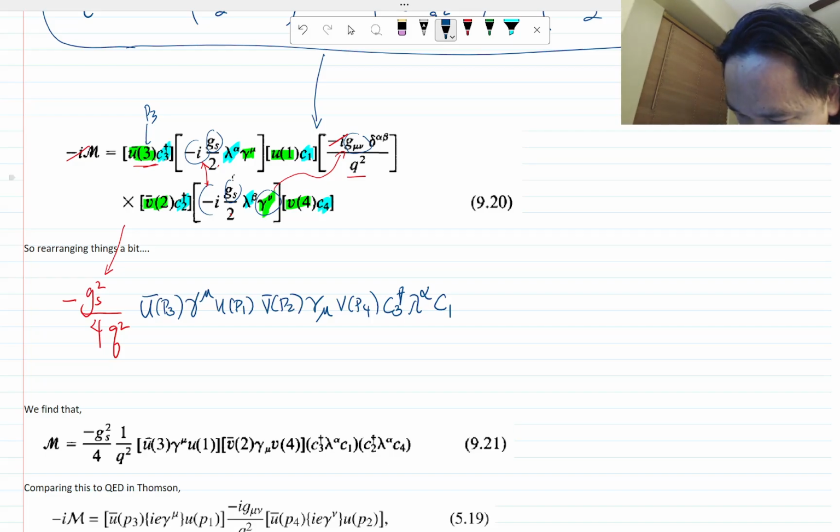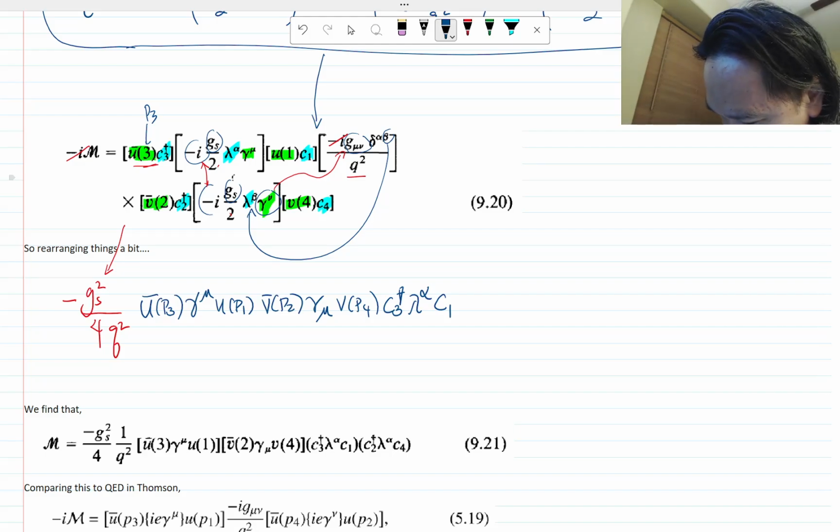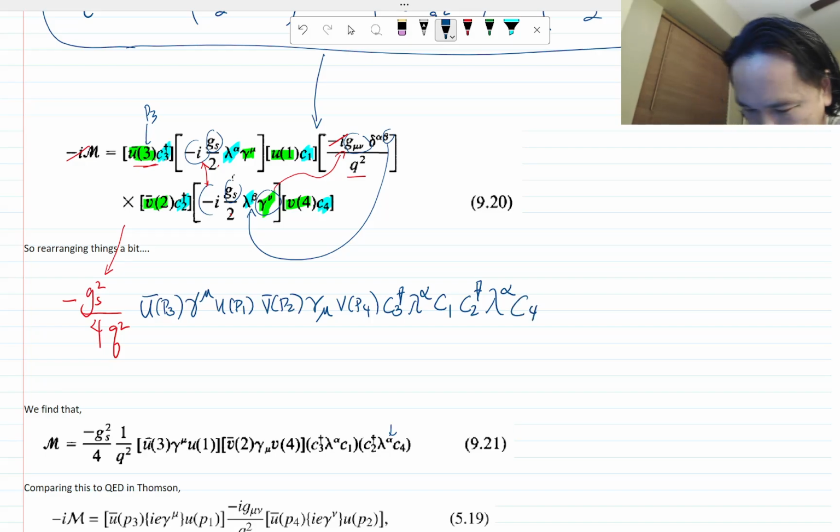And then now you have this delta alpha beta thing. What that's going to do is basically multiply to these lambda matrices, and it basically changes the lambda matrix from having a beta upstairs to an alpha downstairs, just like before. Let's see what I'm going to do here. So we still have C2 dagger, and then the way that Griffiths writes this, he just leaves it upstairs, so that's okay. And C4.